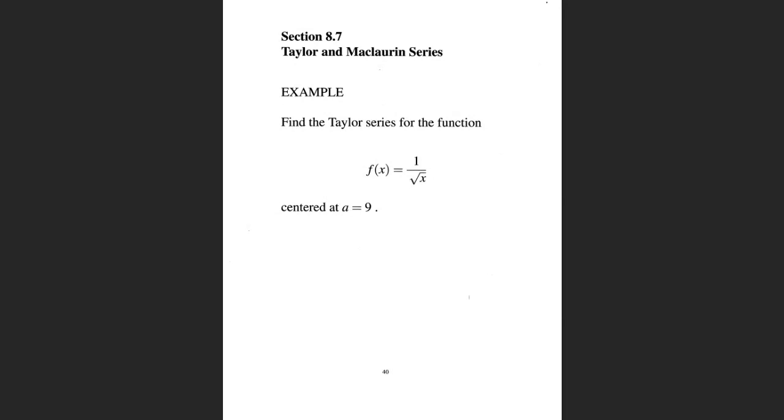Now we want to find the Taylor series for this function, 1 over the square root of x, about a equals 9, centered at a equals 9. So this is not a Maclaurin series because a is not equal to 0. So, okay, what we have to do is just like we did on the last problem. We have to find derivatives.